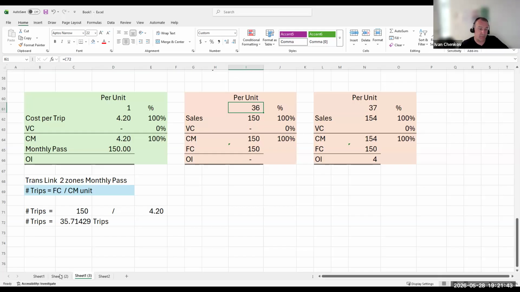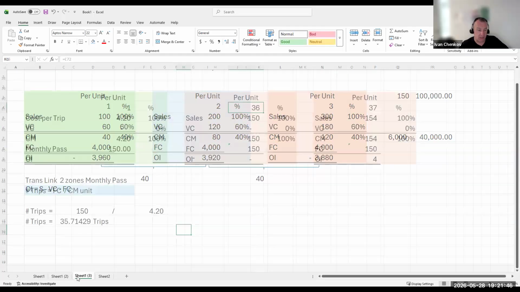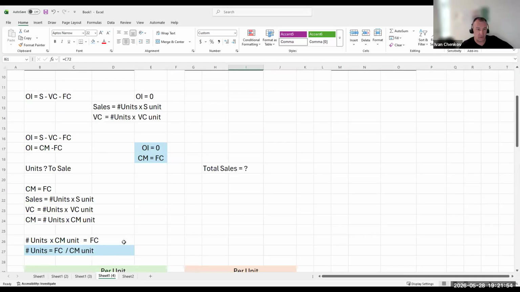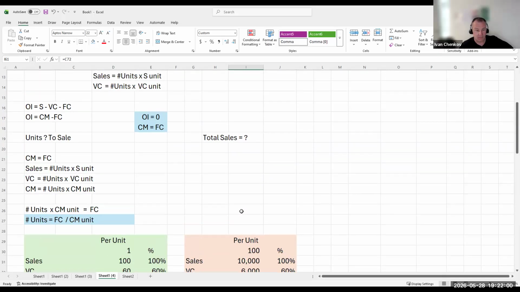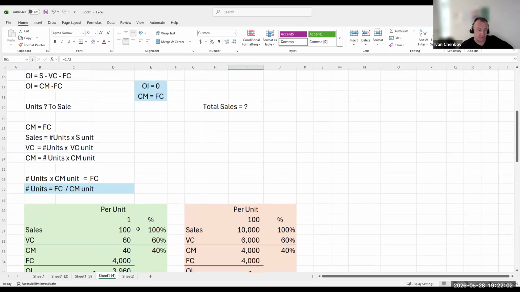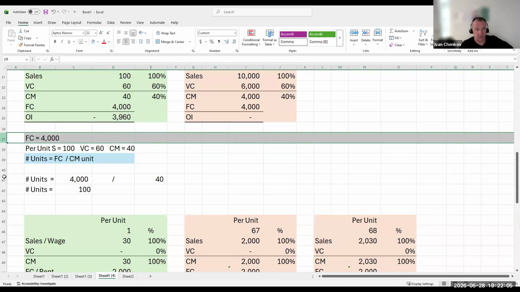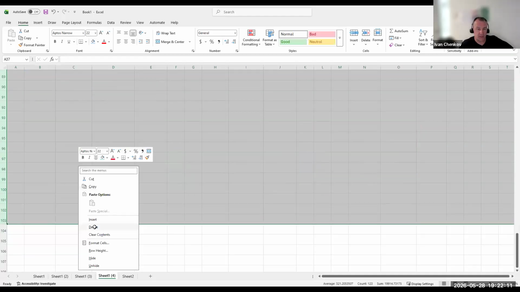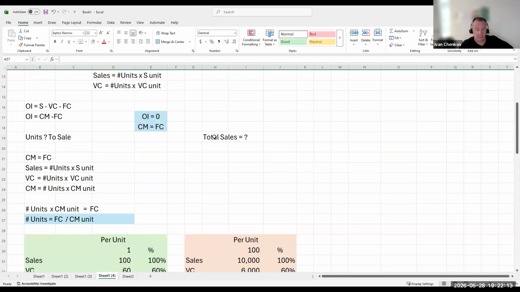Now let's see what's going to happen if we do the same thing for the total sales. Don't forget, we have two scenarios to cover. One was for number of units of sale. The other one is for total sales. Before I continue with the total sales, I'm going to delete all this information because it's not needed in this part. Let's come up with the formula for the total sales. Again, my starting point is that my contribution margin should be equal to my fixed cost.